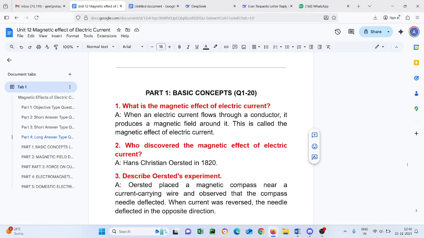Now, part one, basic concepts. What is the magnetic effect of electric current? When electric current flows through a conductor, it produces a magnetic field around it. This is called the magnetic effect of electric current.